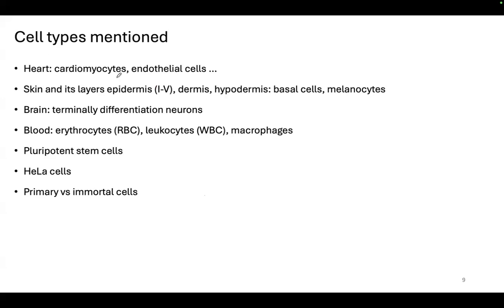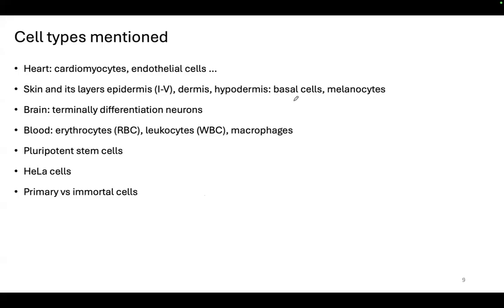Cardiomyocytes are the muscle cells in the heart. Cardiomyocytes: cardio, heart, myo is muscle related. Cytes is the technical term for cells. Endothelial cells, these are generally lining your blood vessels everywhere. So skin has its different layers, the epidermis, dermis, hypodermis. There are these 5 layers that were talked about in the lecture. I don't think you need to remember these names. It's good if you can. As far as I'm aware, you don't need to remember.